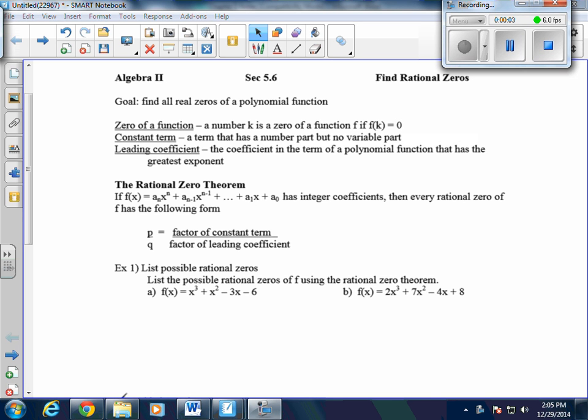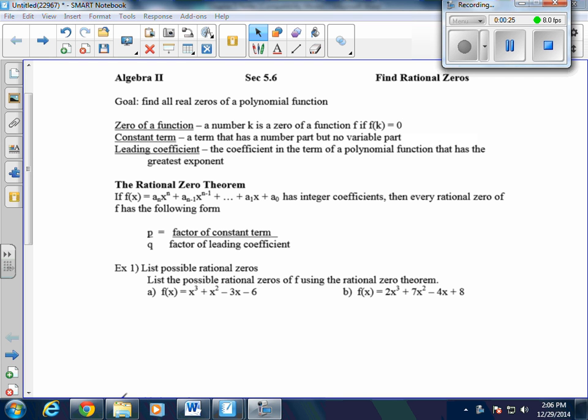Today we're going to be looking at section 5.6, which is on finding rational zeros. Our goal is to find all the real zeros of a polynomial function. A number k is a zero of a function if f of k equals 0. So if the remainder is 0, then we know that that's one of the zeros.